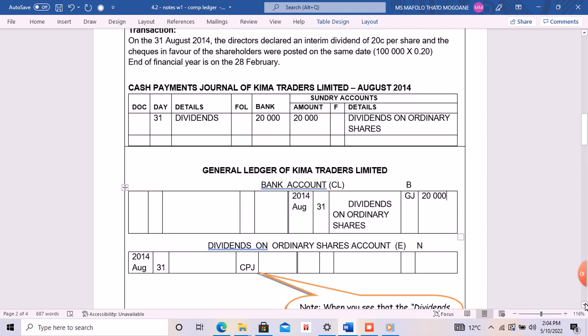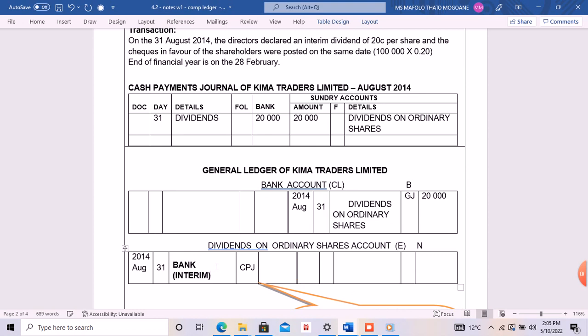Since the bank account has credited the dividends on ordinary shares, the dividends on ordinary shares account is going to debit the bank account. You can just say bank, with the same amount of how much? 20,000. So this is how we record such transactions.